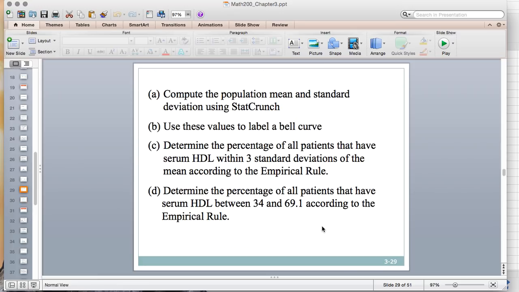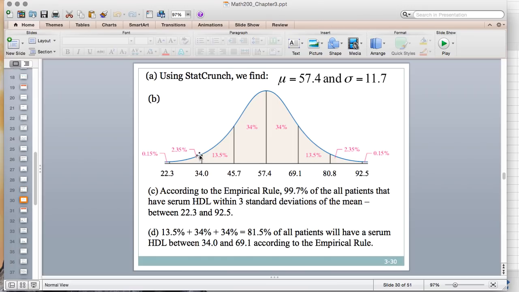Now if we take a look back at question D, it wants to know the percentage of all patients that have a serum HDL between 34 and 69.1. So what we want to do is look between 34 and 69.1 here. And if we take the pieces and add them together that we have here, between 34 and 69.1, we have a piece that's 13.5, 34, and another 34. And if we add those up, we end up with 81.5% of all patients that are going to have a serum HDL between 34.0 and 69.1, according to the empirical rule.